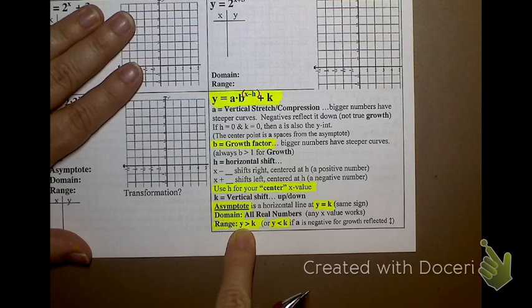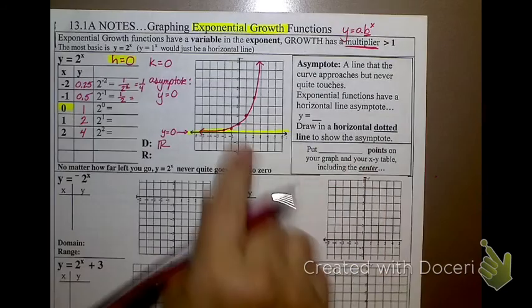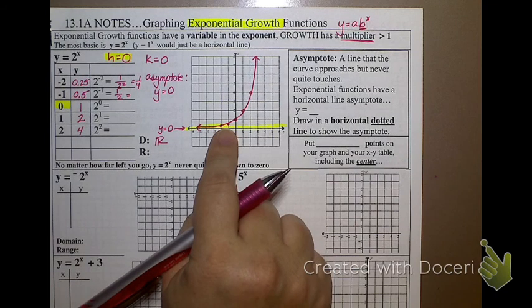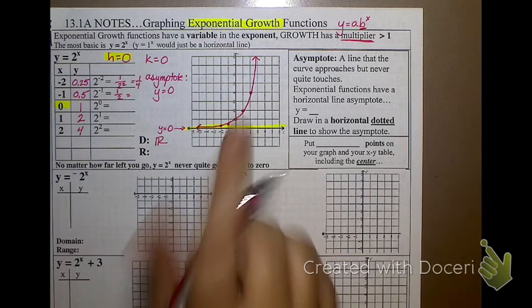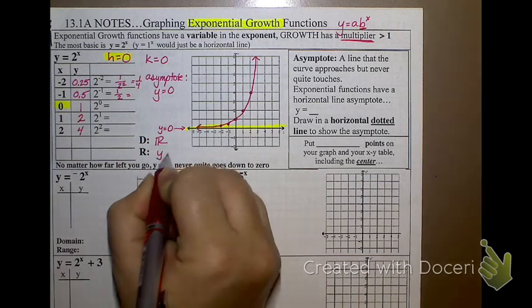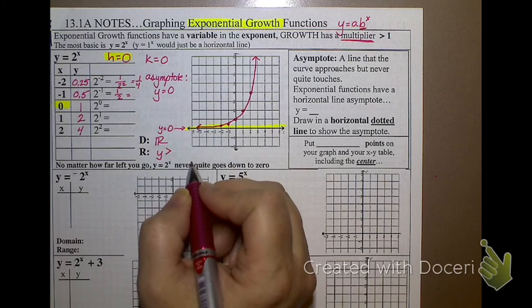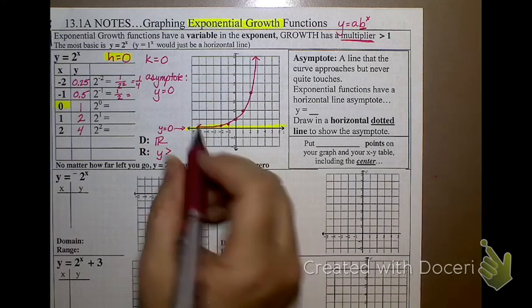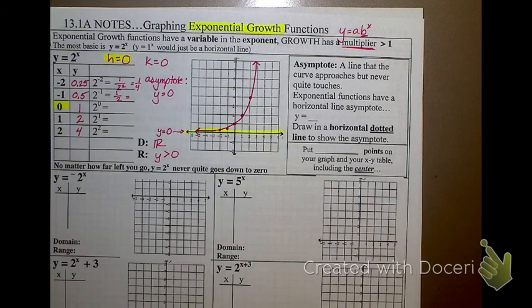The range will either be y is greater than k or y is less than k. Do you think this one's going to be y is greater than k or y is less than k? Greater than. If it's above that asymptote, it's greater than. If it's below the asymptote, it's less than. Why is it not greater than or equal to? Because it can't be in the same place as the asymptote. So my asymptote's at 0, my range is y is greater than 0. Not too shabby?